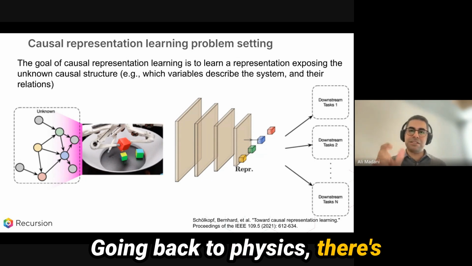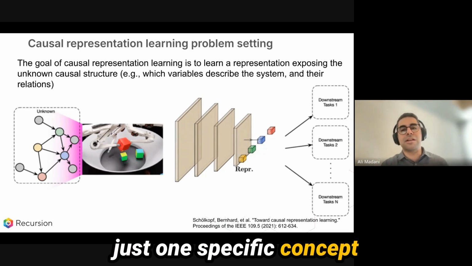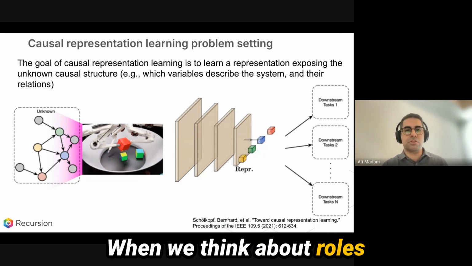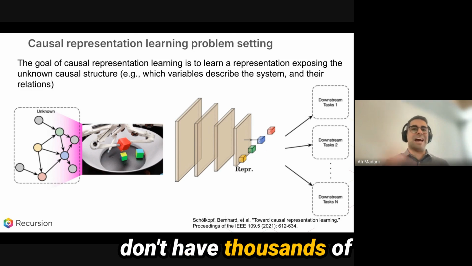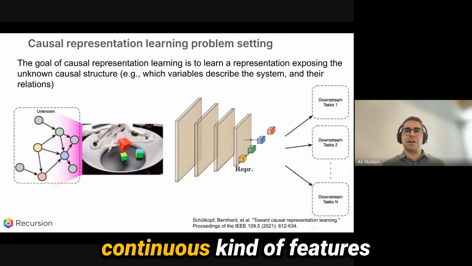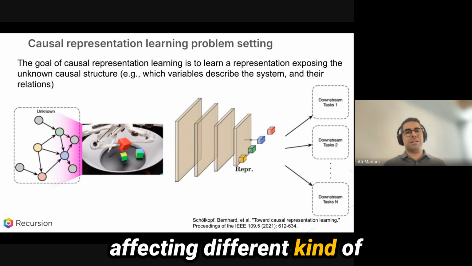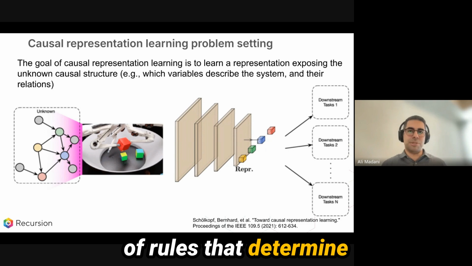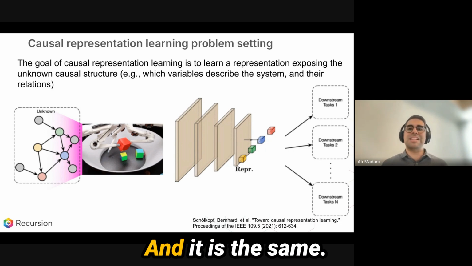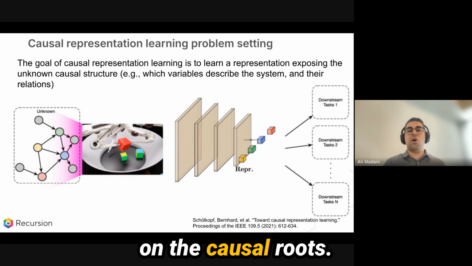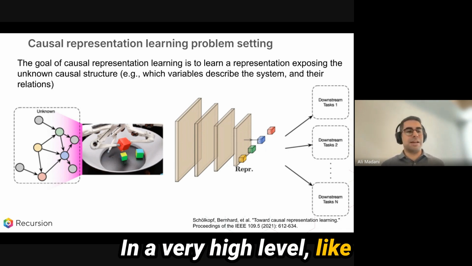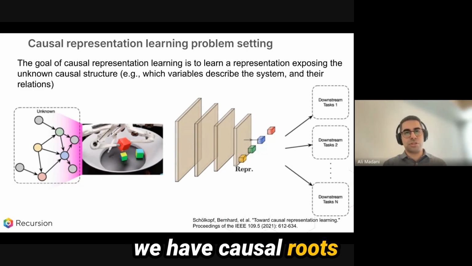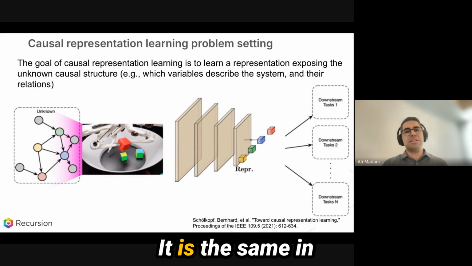Going back to physics, there's one specific concept here that is very important, and that's sparsity. When we think about the rules of physics, for example, we don't have thousands of continuous features affecting different phenomena at the same time. We have a sparse set of rules that determine a specific phenomenon, and those rules are based on causal roots. At a very high level, like gravity, for example, or the electromagnetic rules, we have causal roots behind each phenomenon. It is the same in other fields as well.